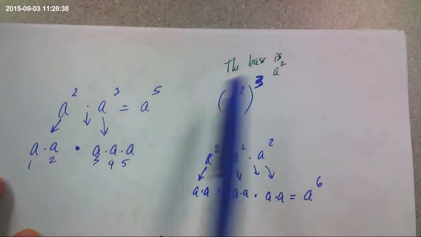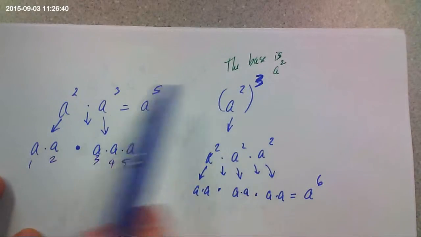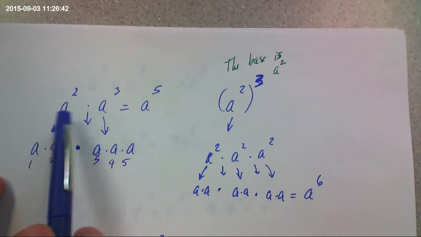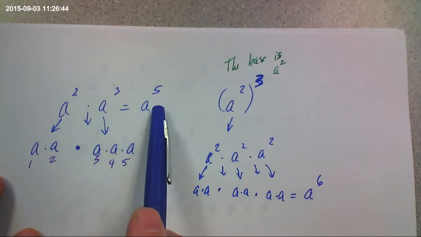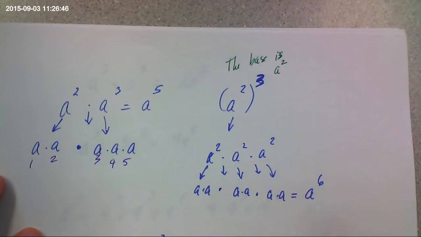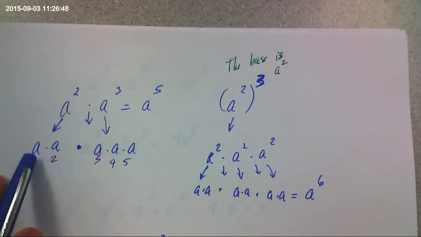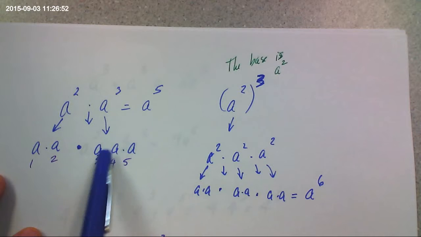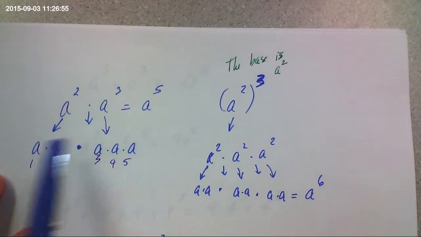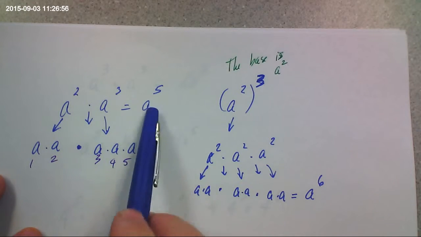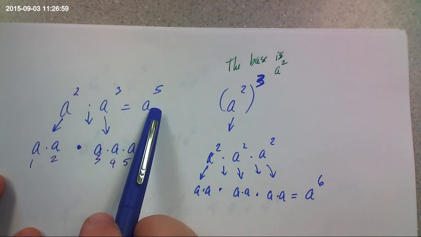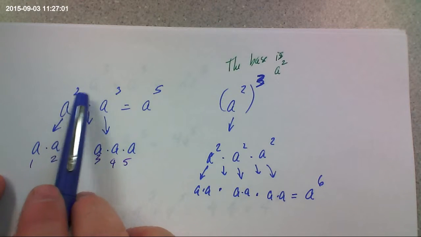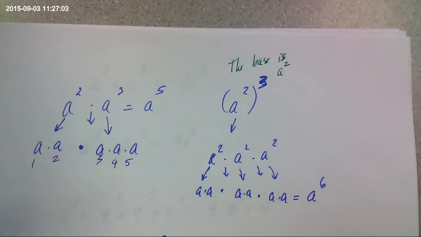People always get mixed up with the difference between these two. Okay, this is a squared times a to the third, and it's a to the fifth. The reason why is because a squared is 2 a's multiplying, and we're multiplying that by a to the third, which is 3 more a's multiplying, so that's a total of 1, 2, 3, 4, 5 a's. The reason it's a to the fifth isn't because of the rule that you add them. That's just a consequence of the nature of exponents.